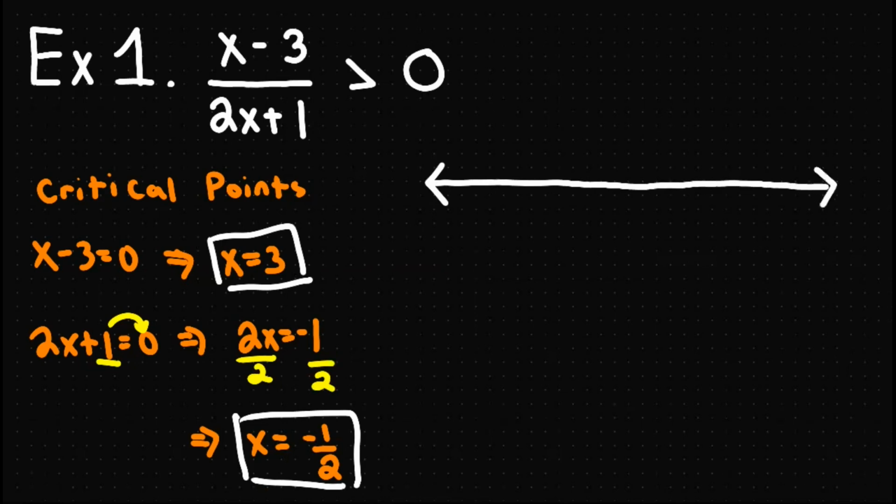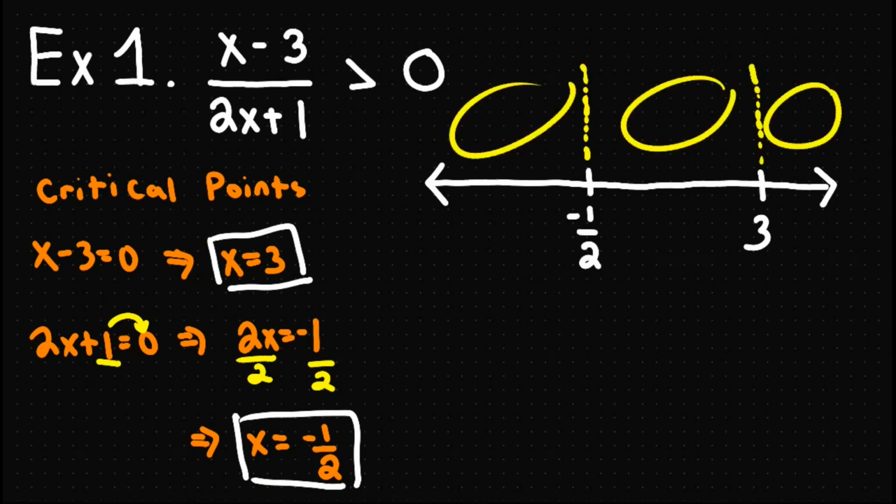There. So I hope the line is quite straight. Then let's put in the negative 1/2 here and the 3 around here. And the critical points will divide our region into, in this case, 3 areas.